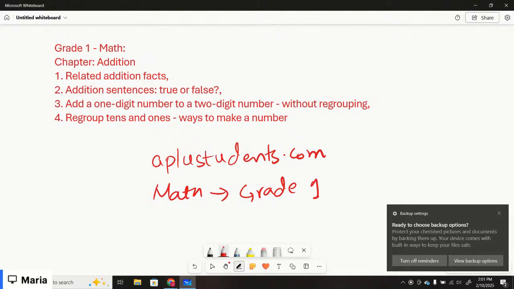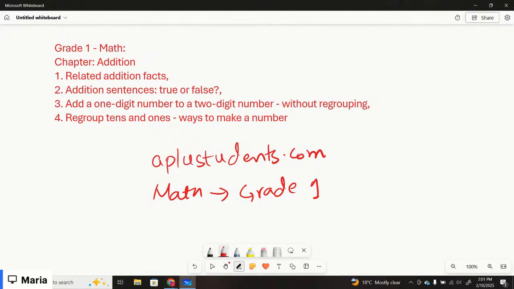We're going to start with the chapter addition. The lessons we're going to cover today are related addition facts, addition sentences true or false, add a one digit number to a two digit number without regrouping, regroup tens and ones, ways to make a number. So please make sure you have your notebook and pencil so that you can note down the important examples and definitions as well.